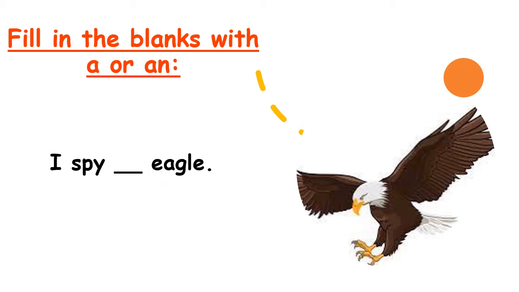It's a vowel, right? A, E, I, O, U. So if it's a vowel, we use an. I spy an eagle. I spy an eagle.